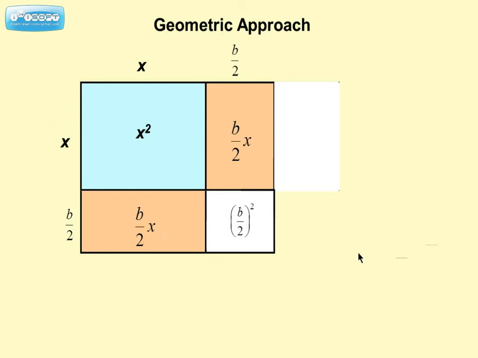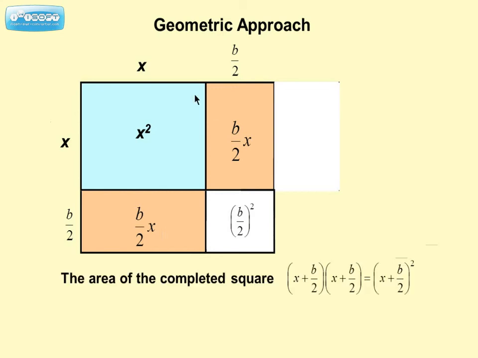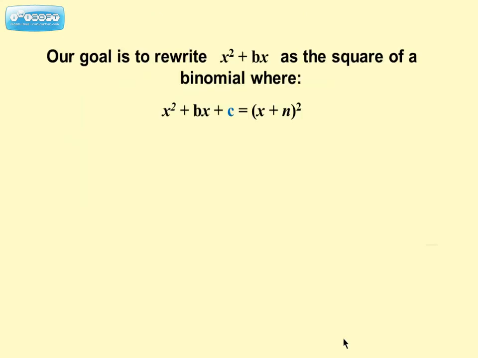The total area now of our square is (x + b/2) times (x + b/2), and we end up with (x + b/2) squared. We have now completed the square, and this is the geometric process of performing this operation. Algebraically, the area of the square can be represented by the left-hand side or the right-hand side. Your goal is to rewrite x squared plus bx as the square of a binomial, where x squared plus bx plus c equals a binomial squared.